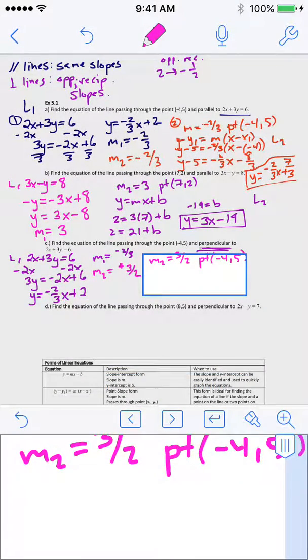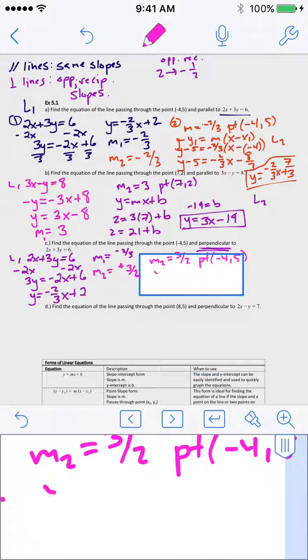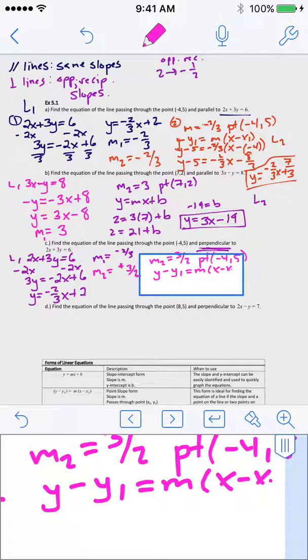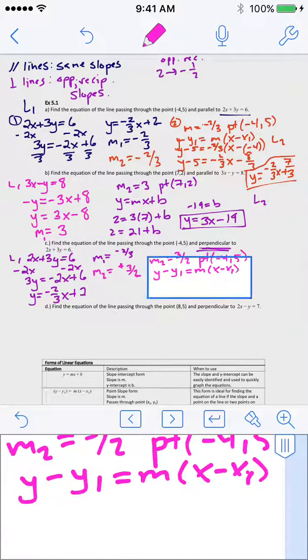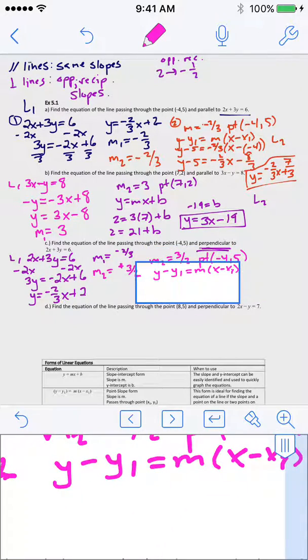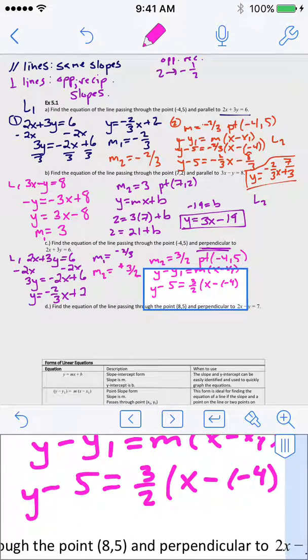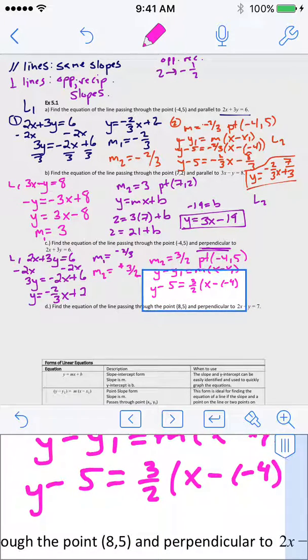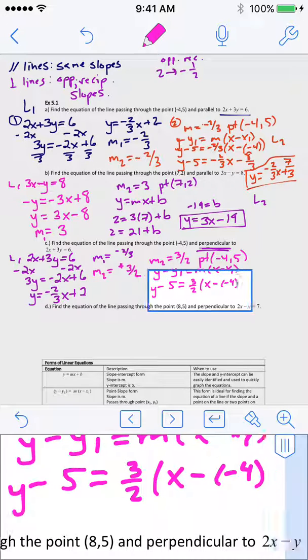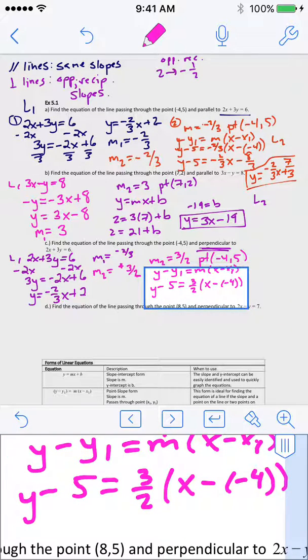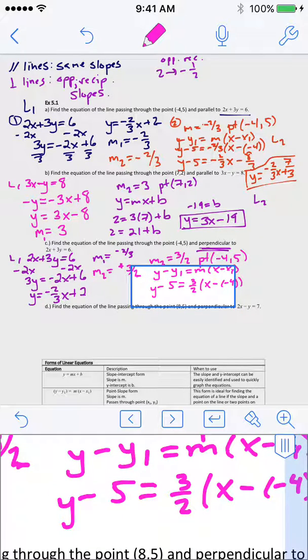So let's keep going. So y minus y1 is equal to m times x minus x1. Plug in what I know. I know that the y1 was 5. The m was positive 3/2. And the x1 is negative 4. Alright, looking good. And then I can simplify a little bit just to make sure we match with anybody who might be doing it in slope-intercept form. Want to make sure it's the same thing.